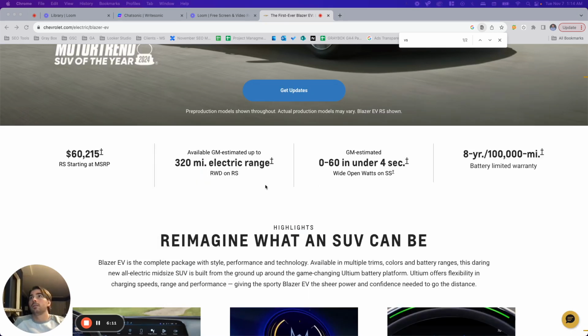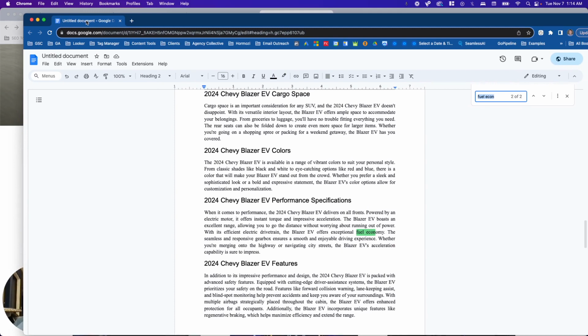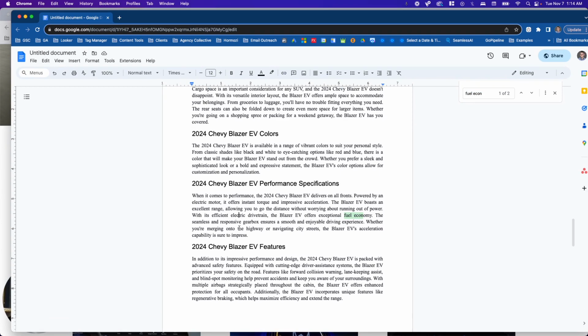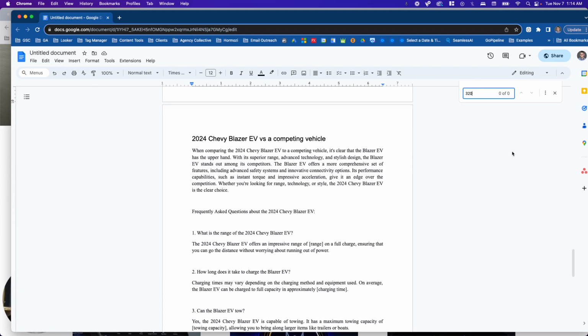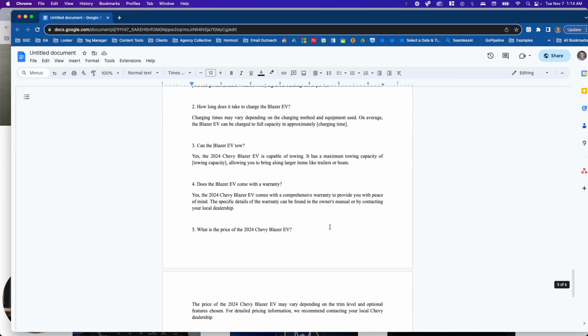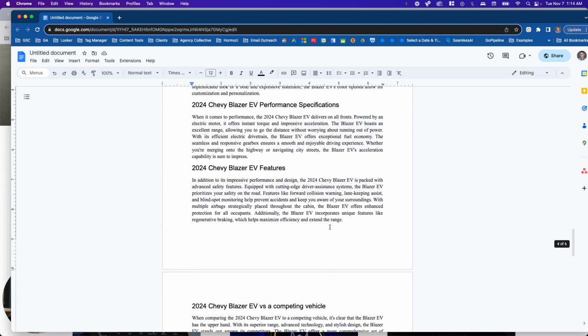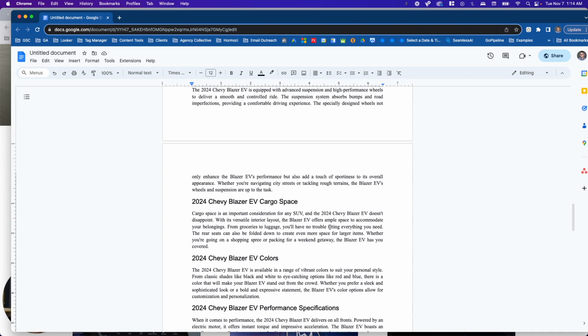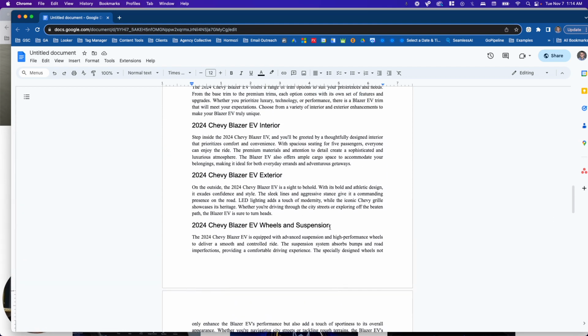So here we see 320-mile electric range. And the only thing this mentioned about fuel economy was that it was exceptional. If we look for 320, it's not on the page at all, so we'll have to beef that up a little bit. It didn't do a great job of giving that. It's probably not inaccurate because of how general it is, but it's not helpful information.